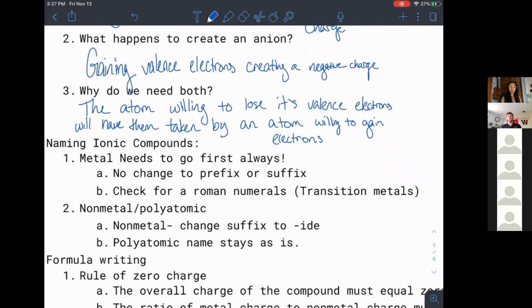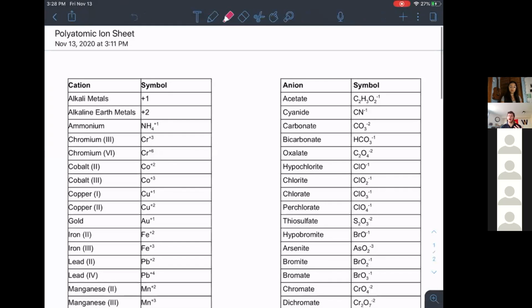The big thing, though, for these metals is we have to check if they're transition metals. Transition metals are funny because, if you remember, their electrons don't go in our valence shell. They go into a different shell inside of our atom, the shell right before the valence shell. Transition metals are going to have somewhat random ability to lose electrons, which is why we have to have that polyatomic ion sheet.